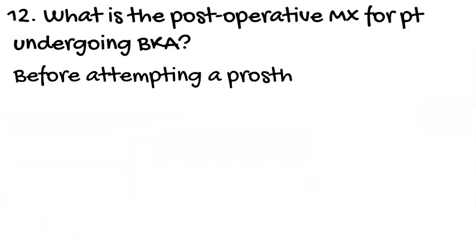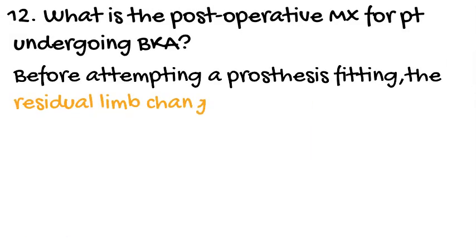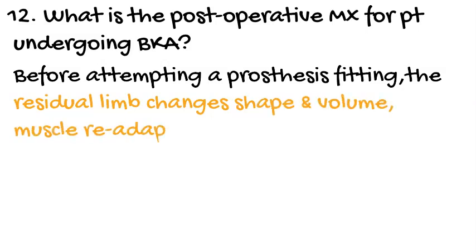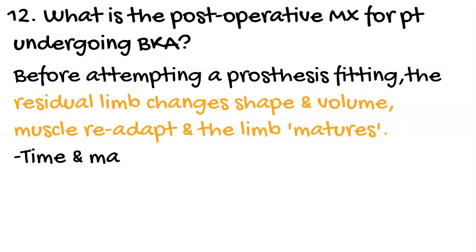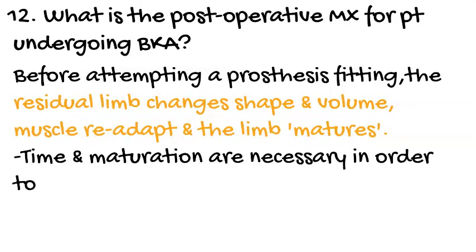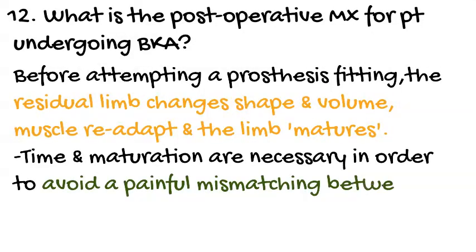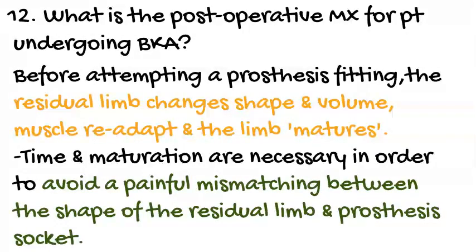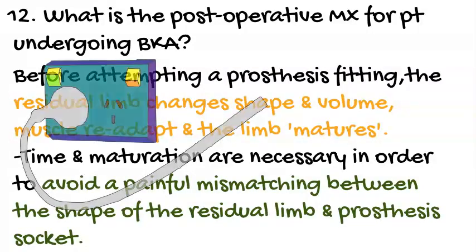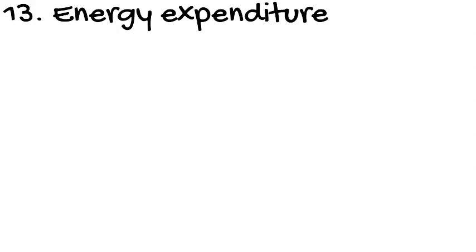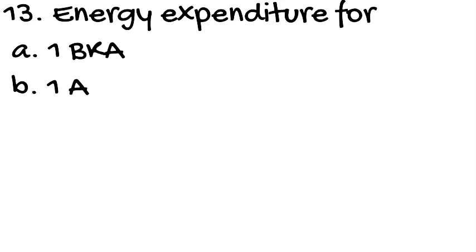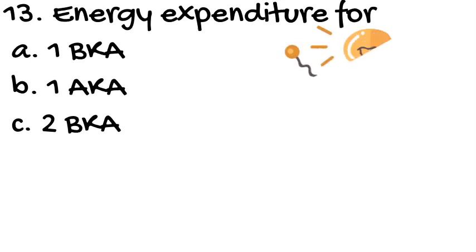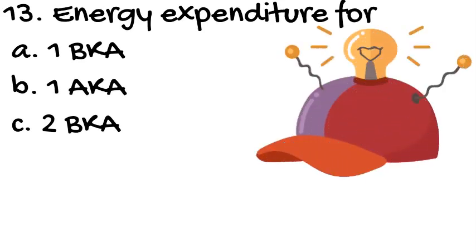Before attempting a prosthetic fitting, the residual limb changes shape and volume. Muscles readapt, and the limb will mature. Time and maturation are necessary in order to avoid a painful mismatching between the shape of the residual limb and the prosthesis socket. Number 13. What is the energy expenditure for A, 1 BKA, B, 1 AKA, C, 2 BKA?